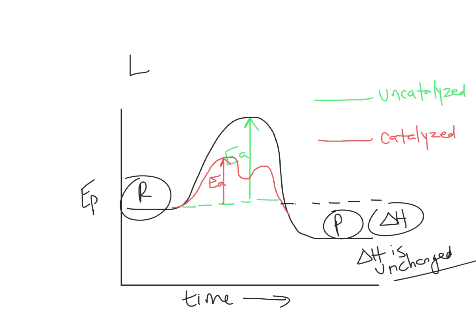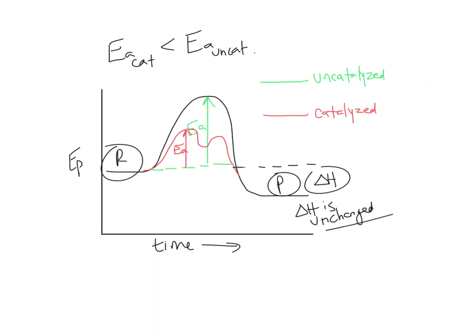But what we see is that the EA cat, the activation energy in a catalyzed reaction, is always less than the activation energy in the uncatalyzed reaction. So the catalyzed reaction proceeds faster. A greater proportion of the molecules would have enough kinetic energy upon collision to overcome that lowered activation energy barrier.